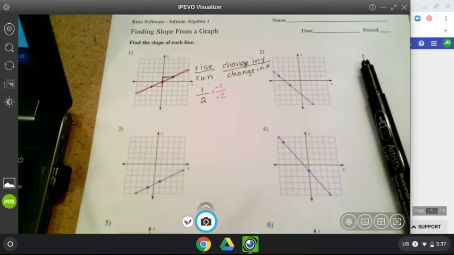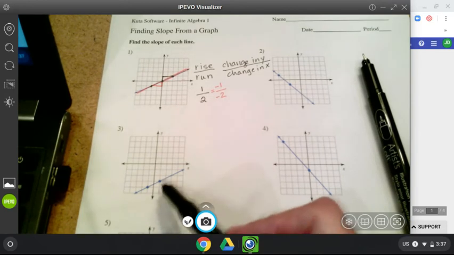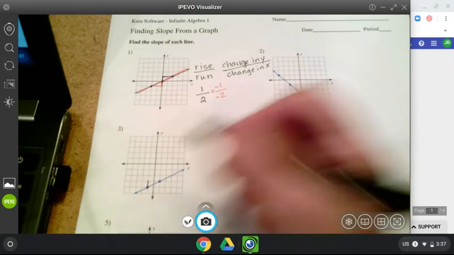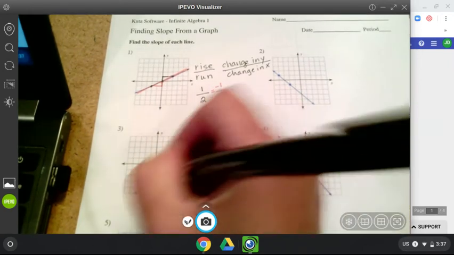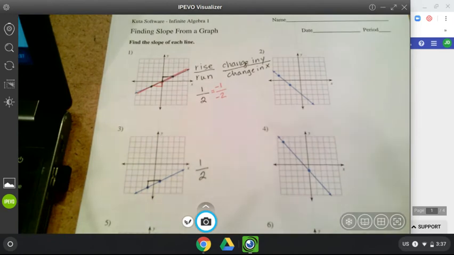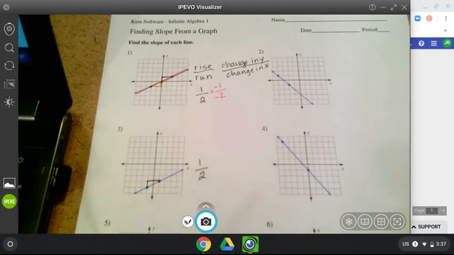So that's positive. Number 3 is also a positive slope. Our rise is 1 and our run is 2. So that is a positive slope of 1/2.